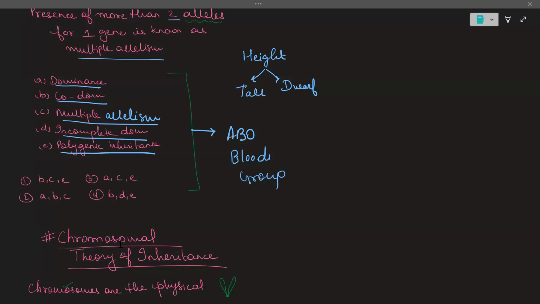Ma'am, should we write this question? ABO blood groups question. Yes, yes. It's a very famous question. You know, this question came in NEET. So everyone, you can write that. Like, which of the following does the ABO blood group show?